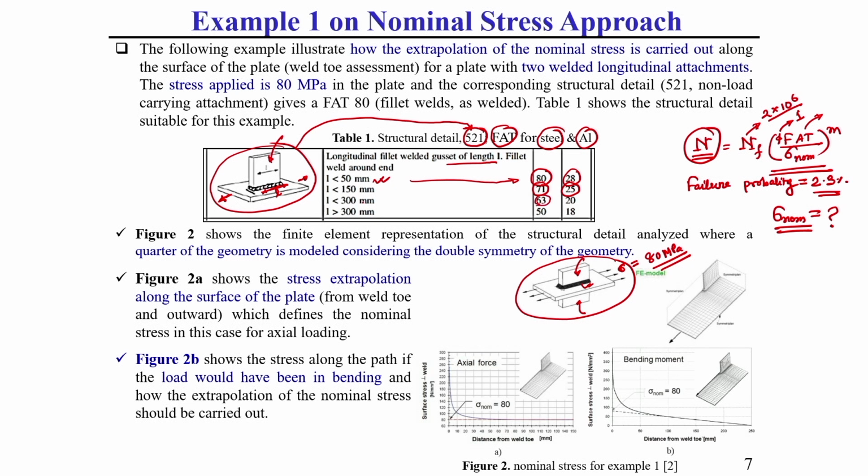If it is less than 300, then its value is 63 for steel and 20 for aluminum. If it is greater than 300, then you need to consider the FAT value for steel as 50 and for aluminum as 18, which you can see here from this table. Now, generally this FAT value we can calculate based on this L value and this joint geometry.